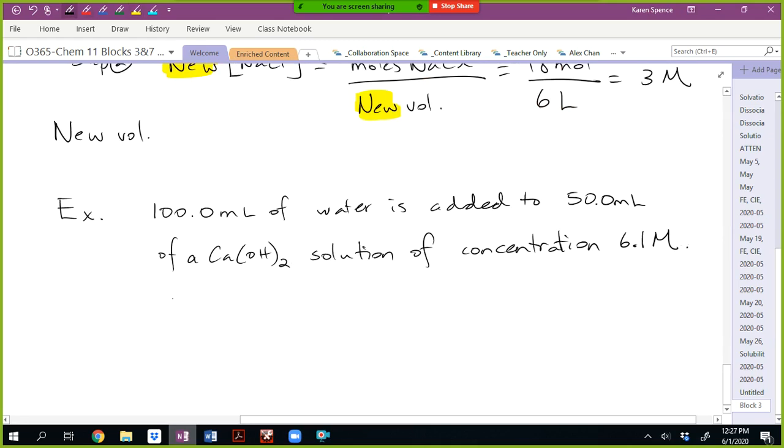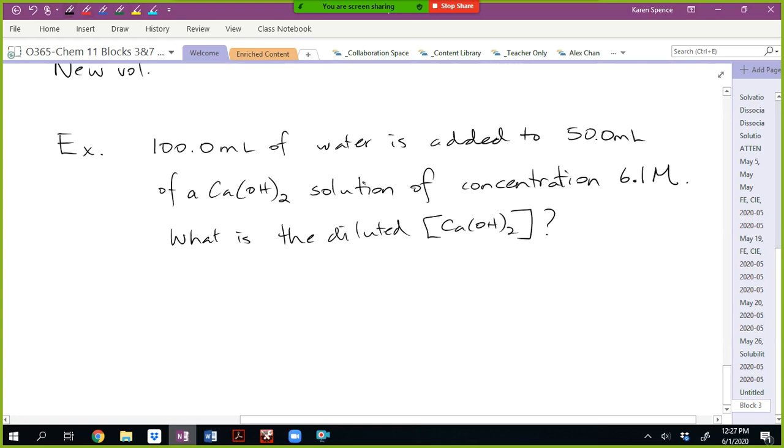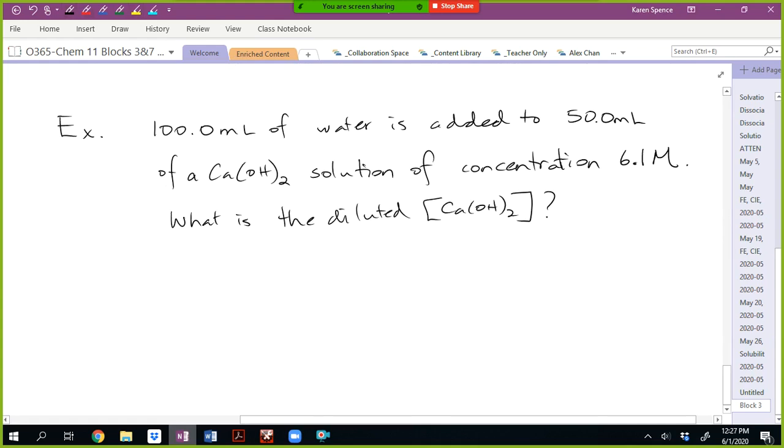Okay, so same steps as before. Find your moles. What is the new concentration? Or what is the diluted concentration of calcium hydroxide? Find your moles. Moles will stay the same. Step number 1. Find the moles, just like I said, of solute. And that's going to be in our original solution.